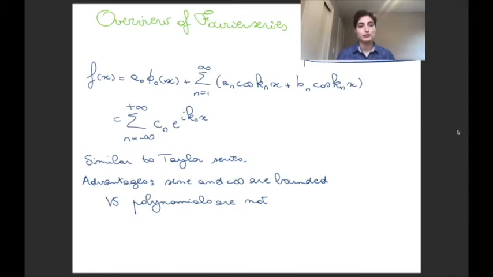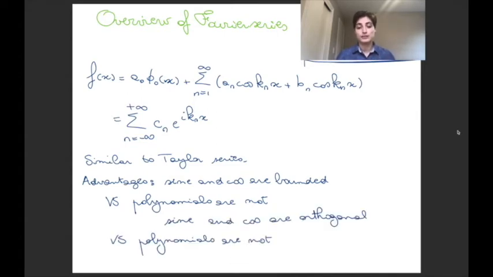What are the advantages of using a Fourier series over a Taylor series? Well, a Fourier series deals with sines and cosines. What is the advantage is that sine and cosines are bounded. They deal between minus 1 and 1. While when we're dealing with Taylor series, polynomials are not bounded. So when we are interested in physical phenomena, often sine or cosines are more interesting to deal with than polynomials because of this bounded behavior.